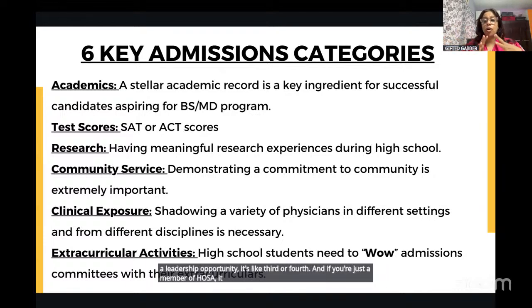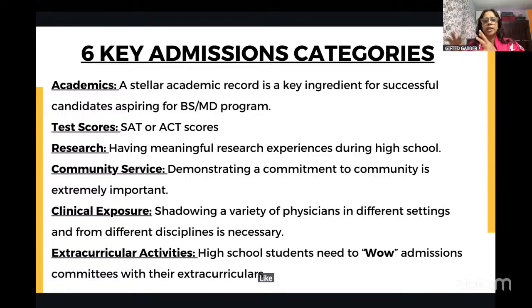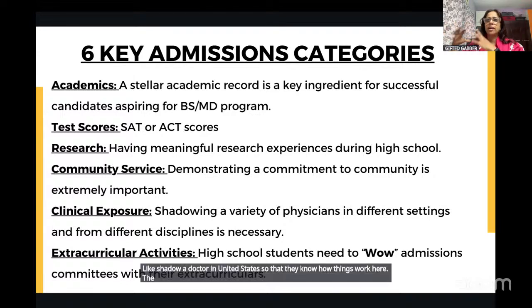Also, a lot of parents think that they can just go to India and shadow. But please don't take shortcuts, because this program is in the United States. They expect students to shadow a doctor in the United States so that they know how things work here. The medical care and everything in other countries is entirely different.